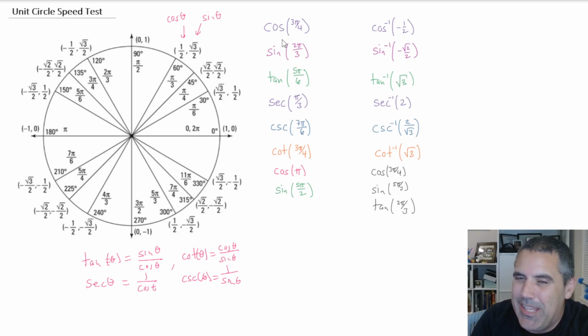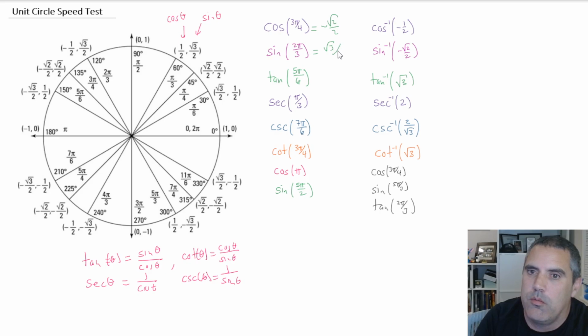I'm just going to say it as I do it. Cosine is the x-coordinate at 3 pi over 4. 3 pi over 4 is there, so it's negative square root of 2 over 2. Sine is the y-coordinate at 2 pi over 3, which is here, which is square root of 3 over 2. Tangent is sine over cosine at 5 pi over 6. 5 pi over 6 is this, so we're going to do sine, which is the y-coordinate, and divide by the x-coordinate. We could write that as negative 1 over square root of 3 or root 3 over 3, several ways of doing it.